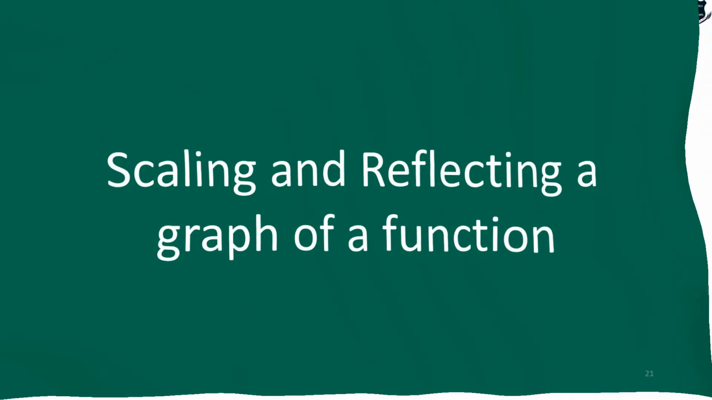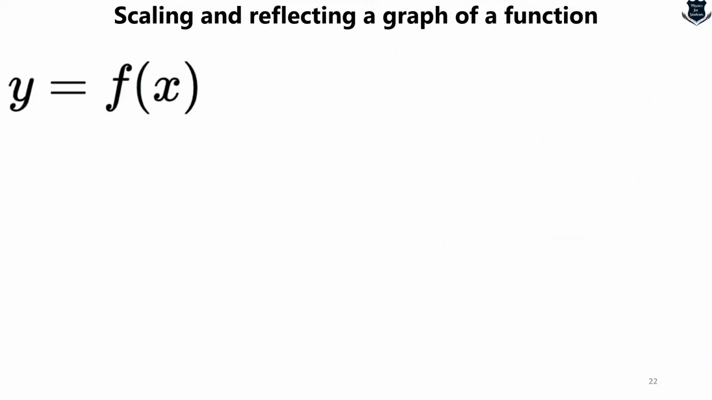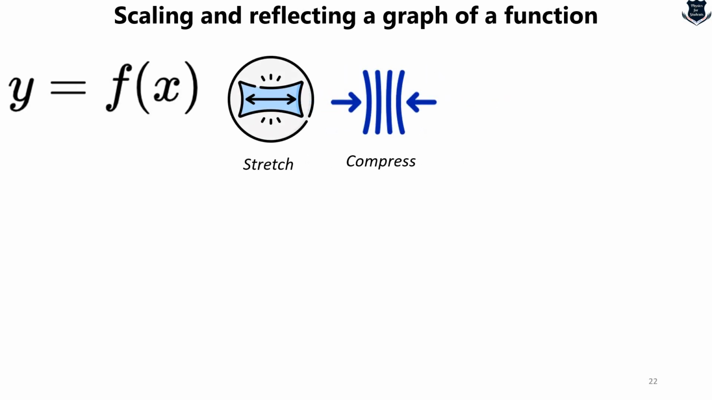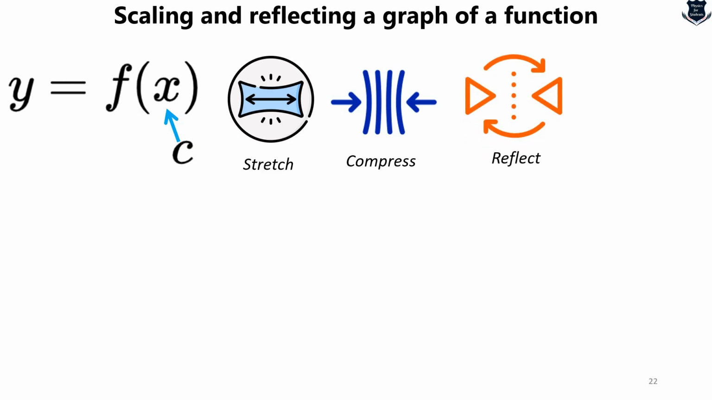In scaling and reflecting of a graph, to scale the graph of a function, for example y equal to f(x), and to stretch or compress it vertically or horizontally, this is accomplished by multiplying the function f, or the independent variable x, by an appropriate constant, which is c. Reflection happens across the coordinate axes, with special cases where c equals -1. So there are certain conditions.